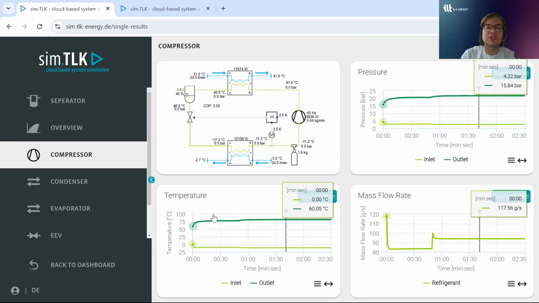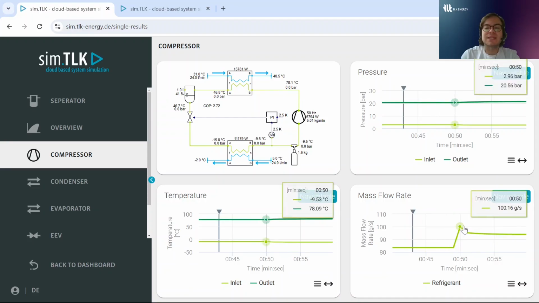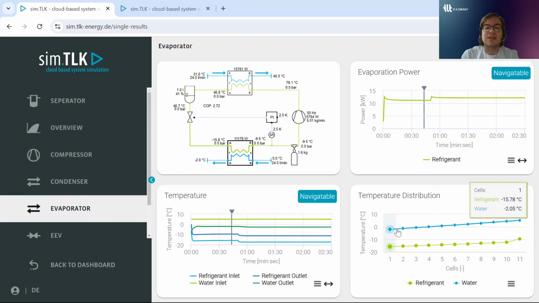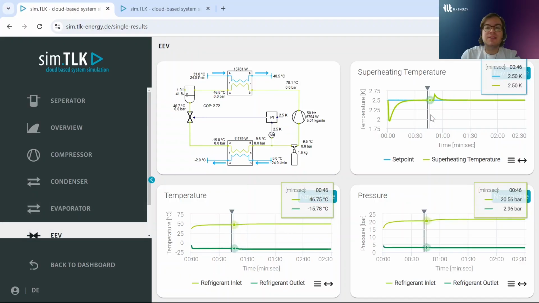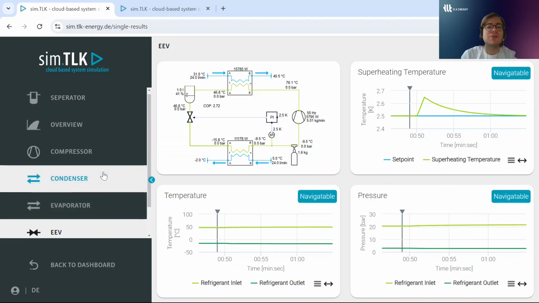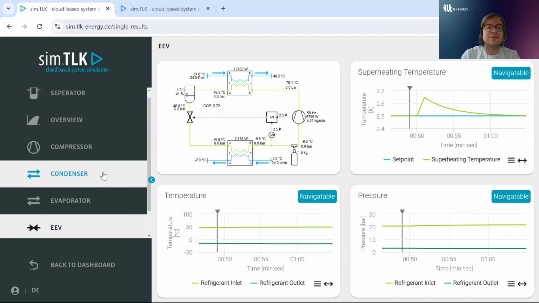So we see inlet and outlet pressure, inlet and outlet temperature, and mass flow rate. Mass flow rate is very interesting because 50 seconds into the simulation, when we tell the compressor to speed up, we see the mass flow rate also speeding up. We can go through the heat exchangers. We can see here the classic temperature distribution of a counterflow heat exchanger, and also the power. We can click through the valve now, and again we see the dynamics of the system, where the superheating temperature spikes up due to the compressor speeding up, and then the controller brings it back down to a steady state and the set point temperature. And yeah, all the data you might need for your system can be easily viewed in our results section.